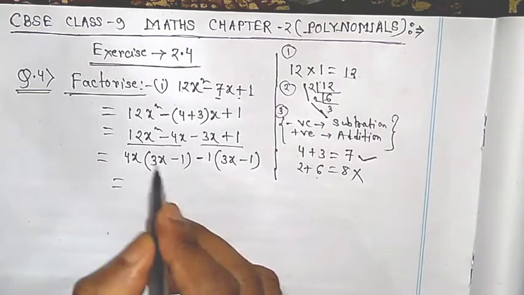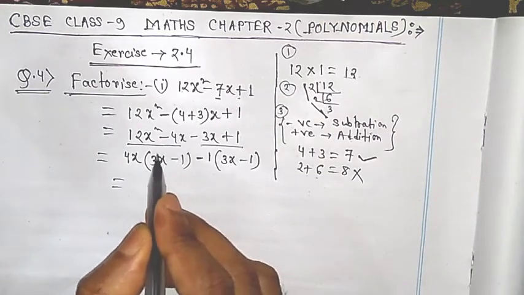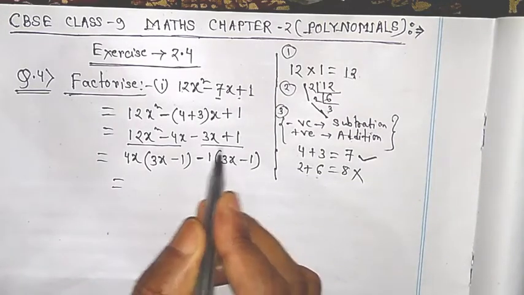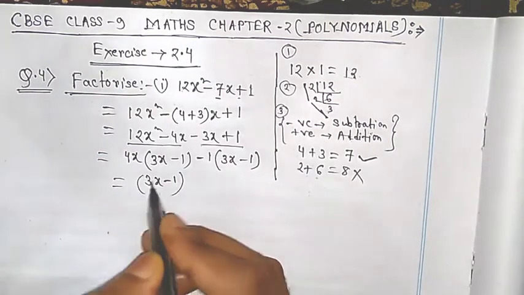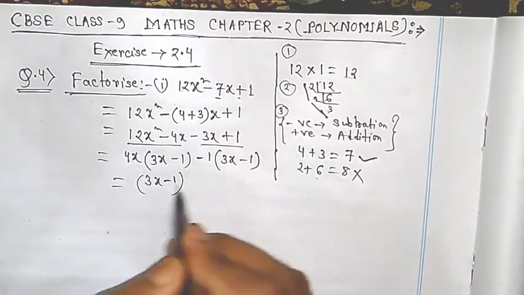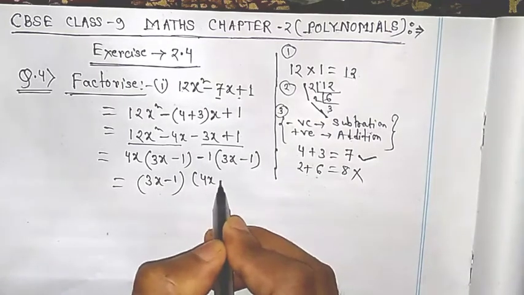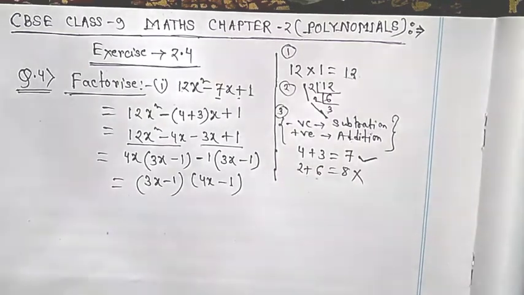Now see, for 3x minus 1 and here 3x minus 1, so 3x minus 1 again is a common factor. Now what is the remaining term here? It's 4x, and here is minus 1. So this is the factorization of the first problem. In this way you can factorize any quadratic polynomial, not cubic. Okay, for cubic I will discuss later.